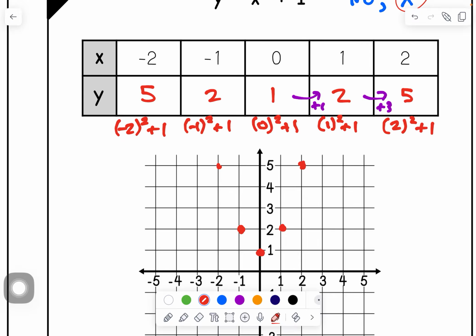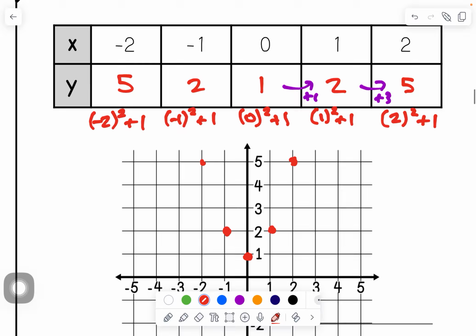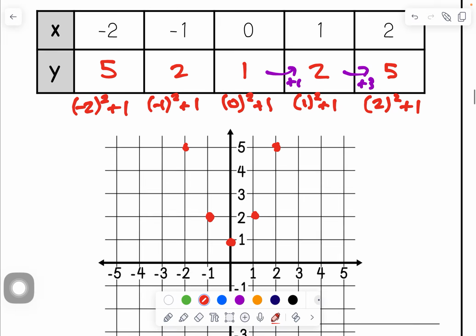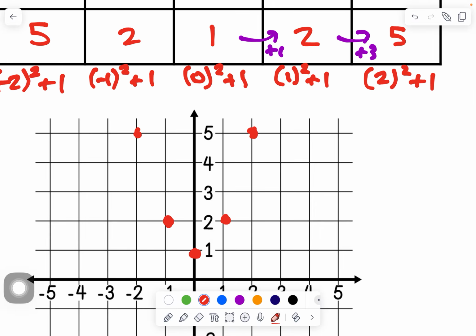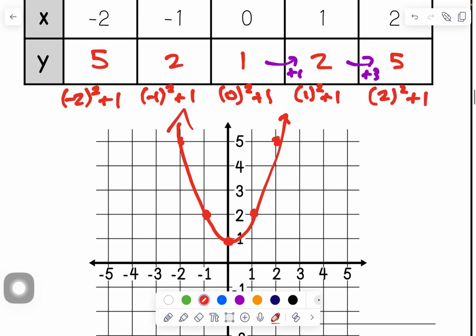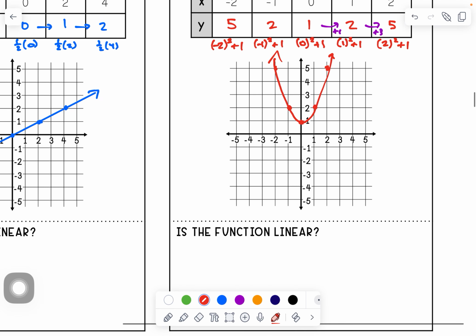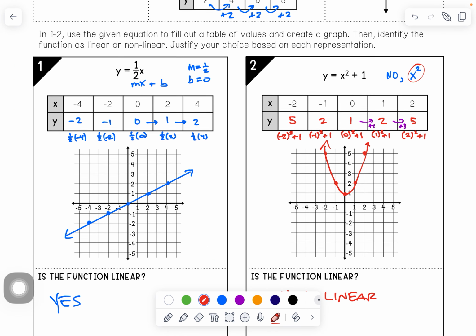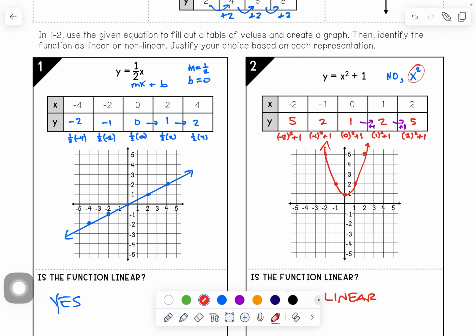This is going to be hard to connect with a ruler. So when I draw my line, it makes a curve. It's not the best curve, but it's a curved line. It's not a straight line. Therefore, not linear. Non-linear, it does not make a straight line. That's the way we're trying to determine these.